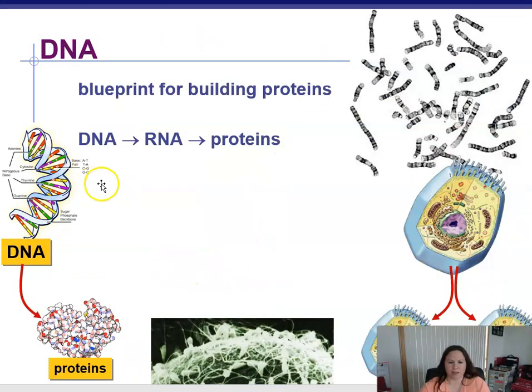It looks like this. If we did a flow chart, DNA, then we're going to need a secondary molecule as kind of a messenger in between, and it's called RNA. Very similar to DNA, but a little different. And then eventually what we want for the cell is to have proteins.